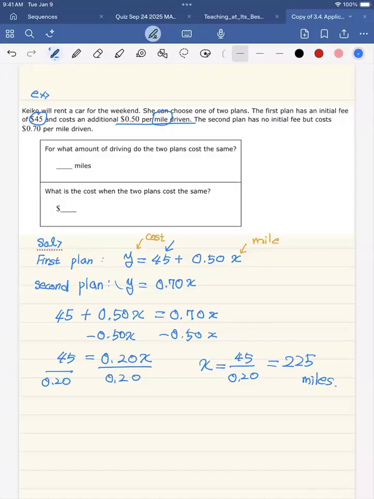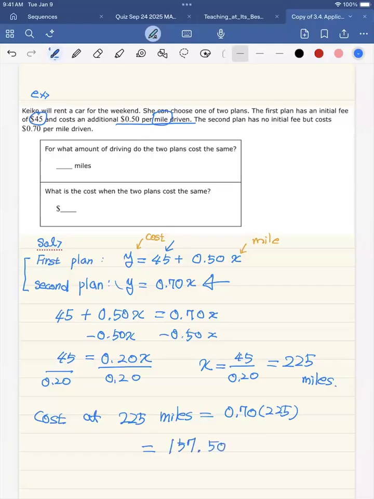What is the cost when the 2 plans cost the same? We can use either equation because the output values will be the same. So that'll be the cost at 225 miles. That equals, the second one looks simpler, so I will choose it. It doesn't matter. Even if you choose the first one, you will get the same value. When you use your calculator, you will get $157.50.